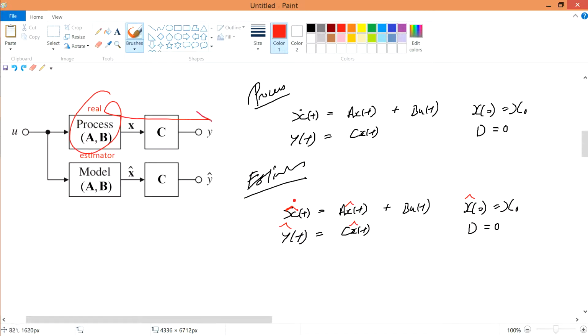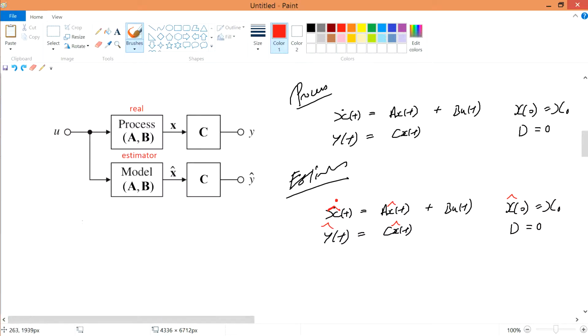The real model outputs its own things, while our model over here tries to model this system such that the error between them is very close to 0. How do we model the error? How do we see the error between them? One way is to look at the states, where x bar is equal to x minus x hat. This x bar is what we call the state estimated error, taking your state minus the estimated state.